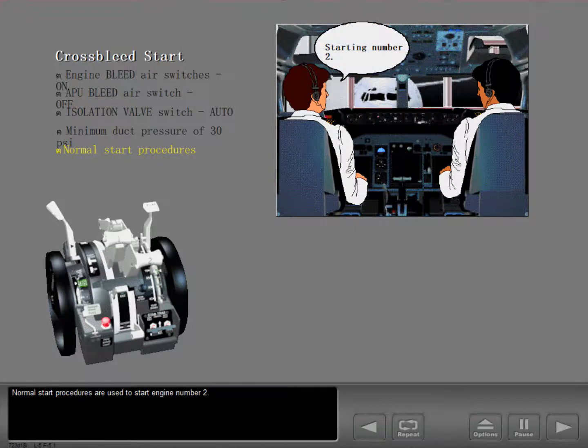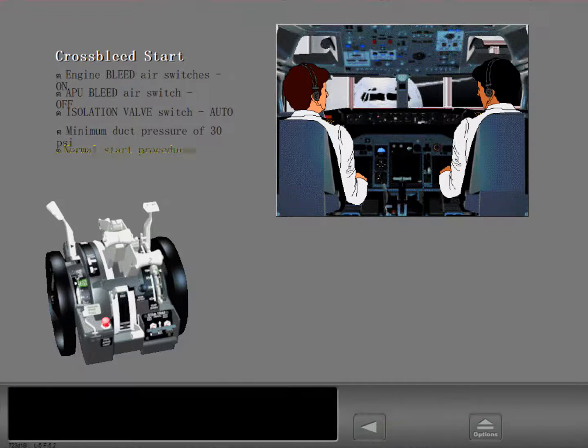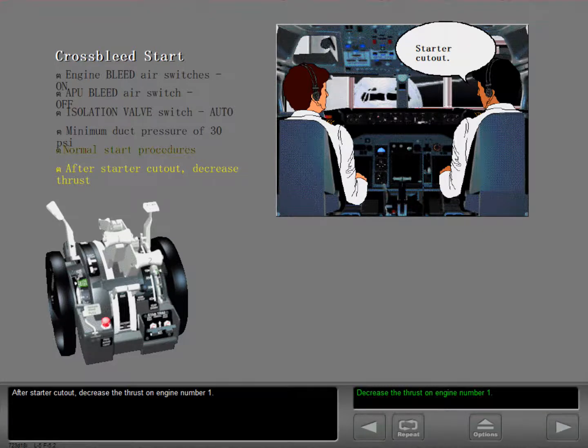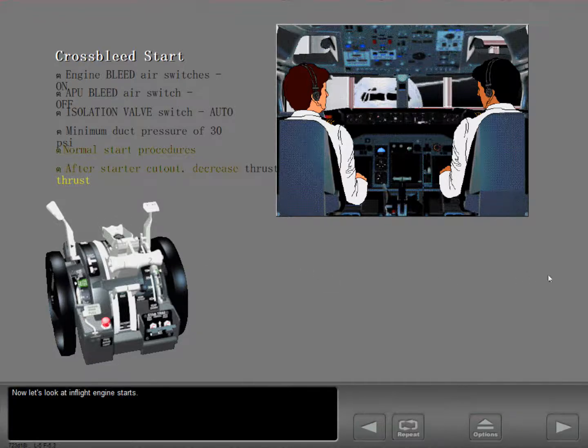Normal start procedures are used to start engine number 2. After starter cutout, decrease the thrust on engine number 1. Now, let's look at in-flight engine starts.